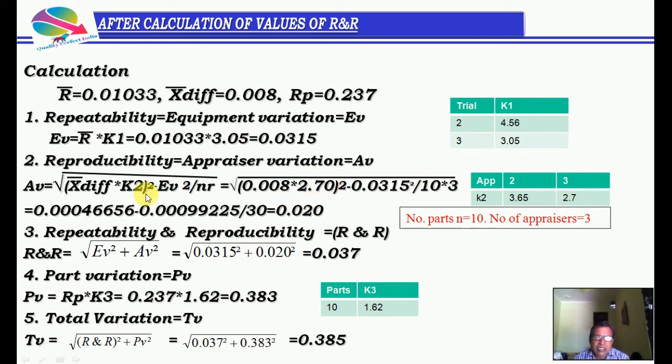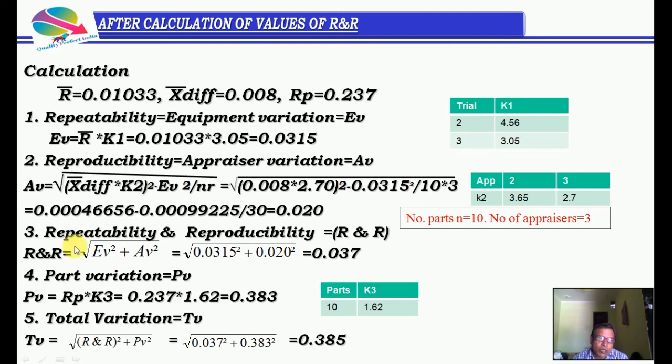After that, that is EV square. EV value we already calculated here, put this value, and that is divided by NR. N means number of parts you have taken, 10 parts I have taken, so you put 10 right here, and R means number of appraisers, 3, so into 3 here. If you calculate these things, the value will come 0.020.